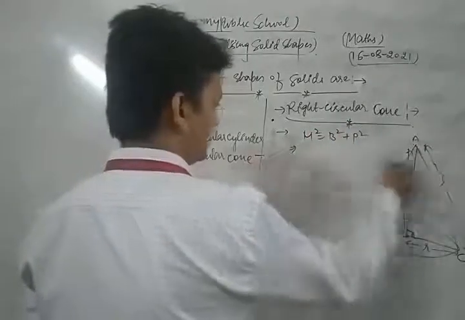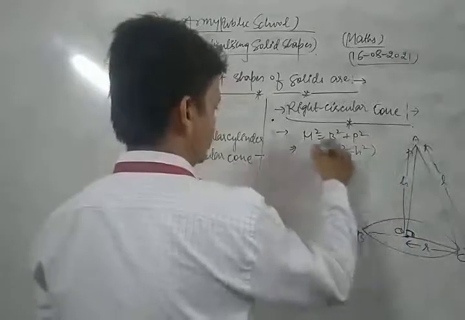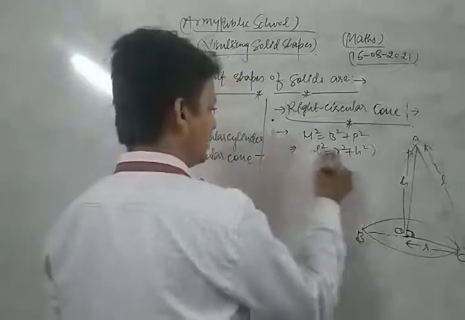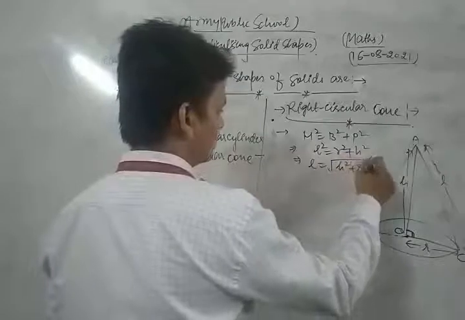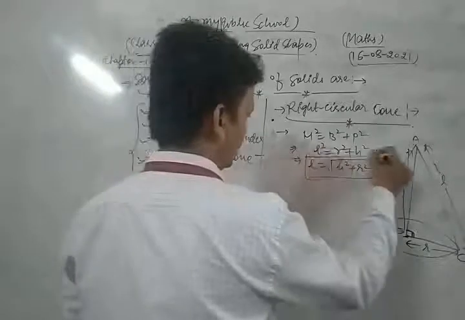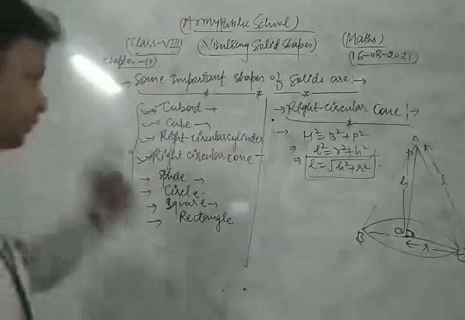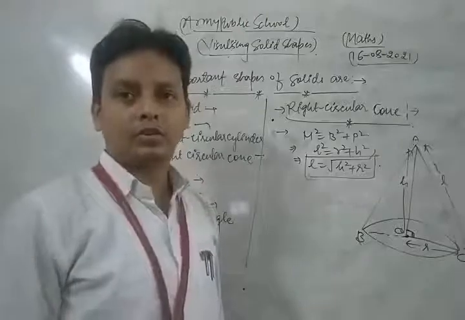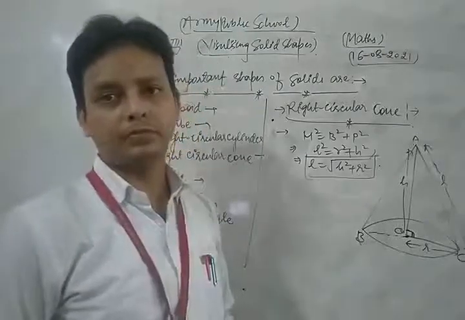So here hypotenuse is L. L square is equal to base R square plus H square. This is the relationship between L, R and H. Or we can write L, the slant height, is equal to square root of H square plus R square. This is the concept of right circular cone, and this is the very important relationship between H, L and R.